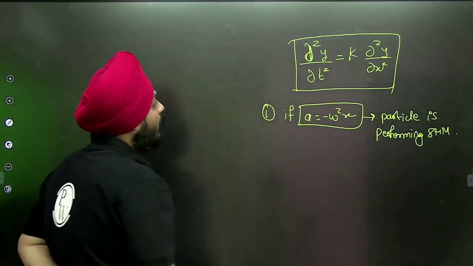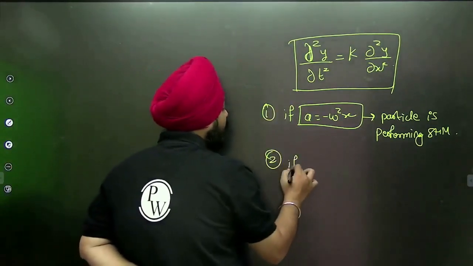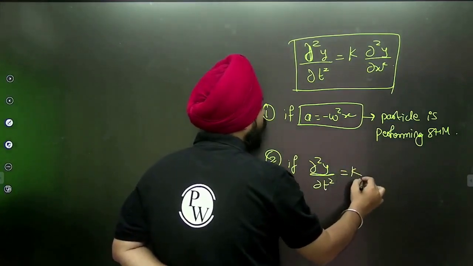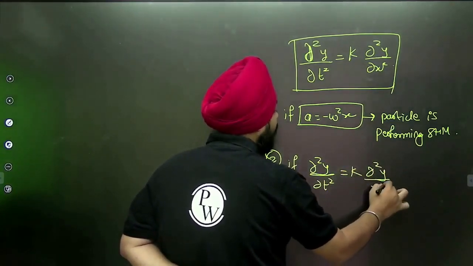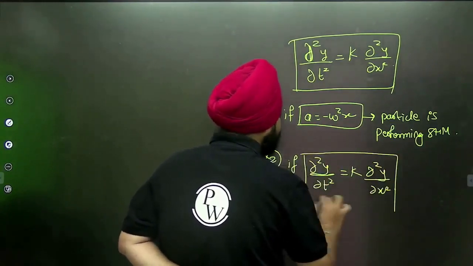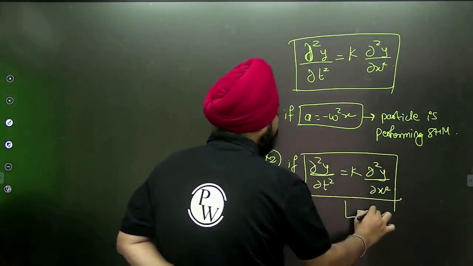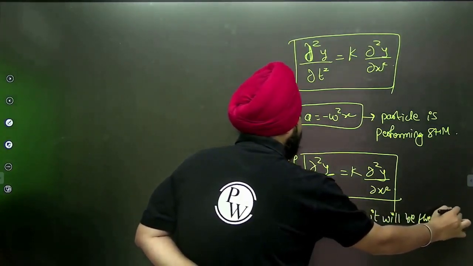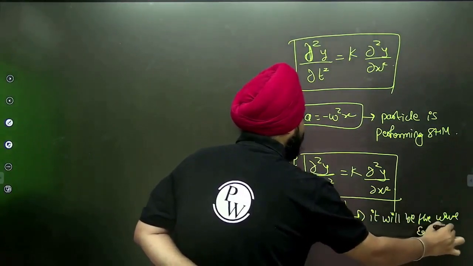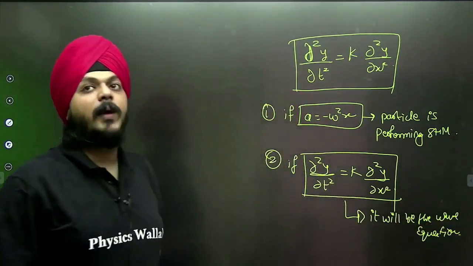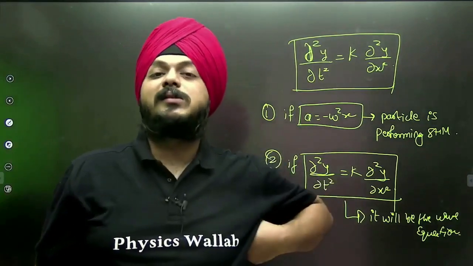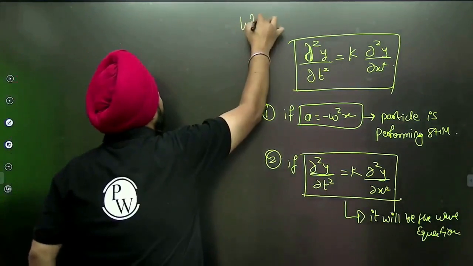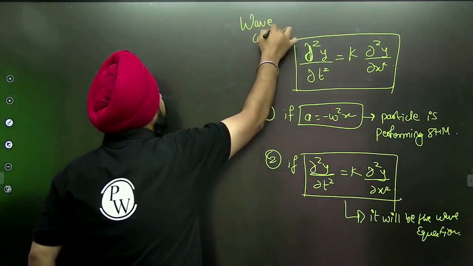But I want to tell you, in this way, if del square y by del t square is equal to a constant proportional to d square y by dx square, and this condition is satisfied, I must say it will be a wave equation. Any kind of wave may occur: a square wave, a square pulse or triangular pulse, lots of shapes. So these are the wave conditions.